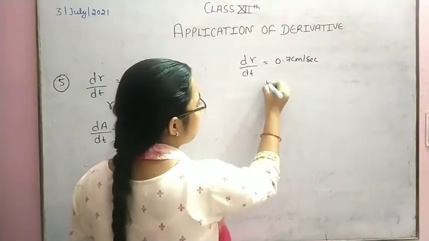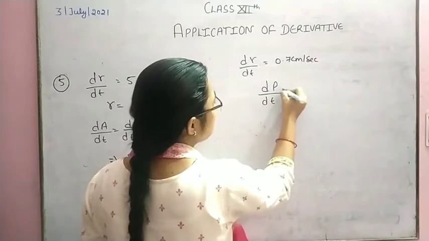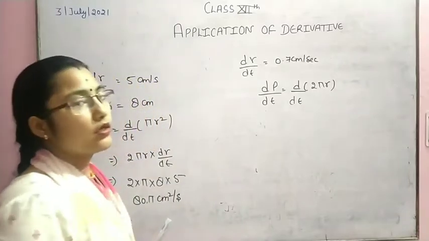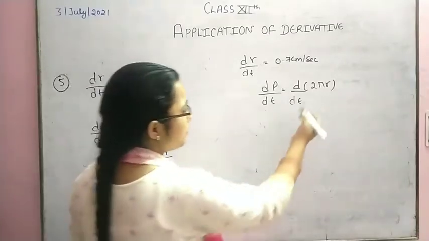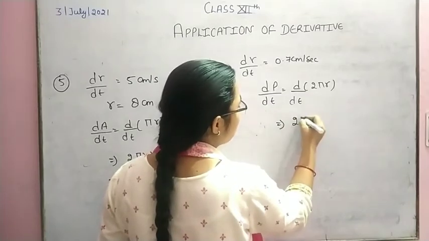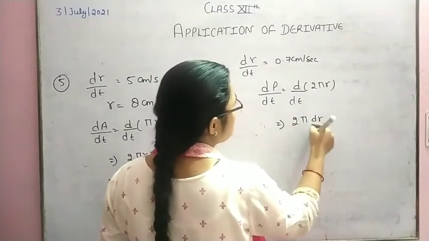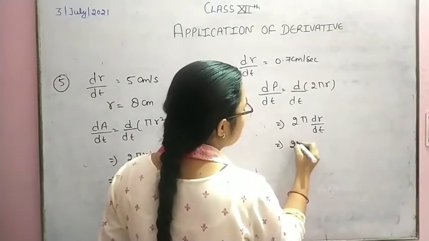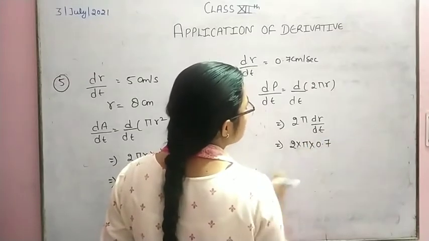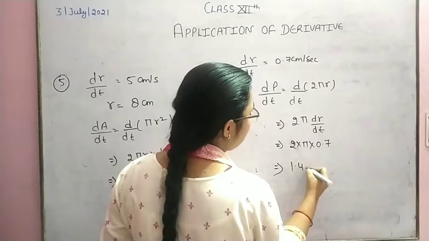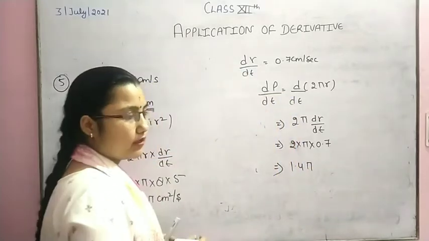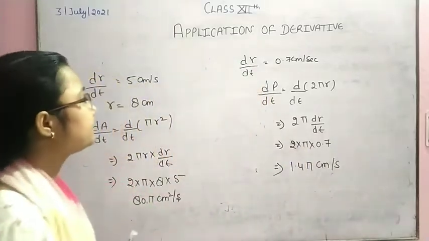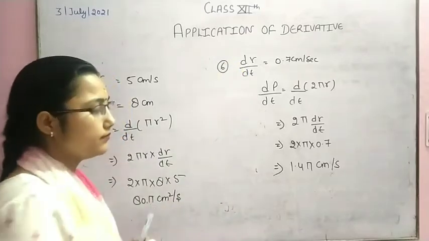So we know that the circumference of a circle is 2πr, and we have to find the rate of change of circumference. So just differentiate it, we get 2π dr/dt, and just put the value of dr/dt which is given in the question. We get 2 into π into 0.7. So overall we get 1.4π, and because this is a circumference, the unit is centimeter per second. Correct? Now come to the seventh question.